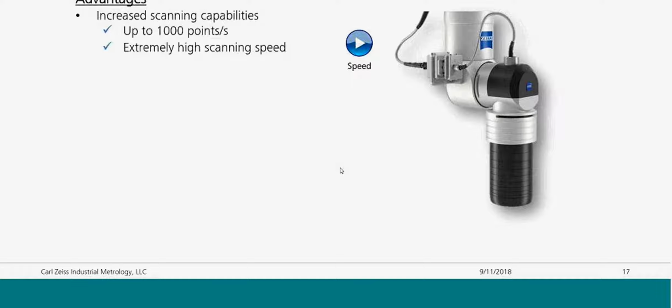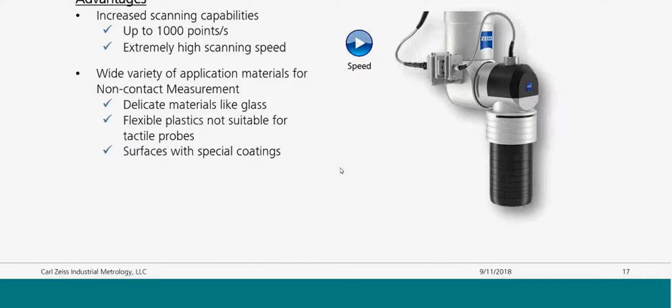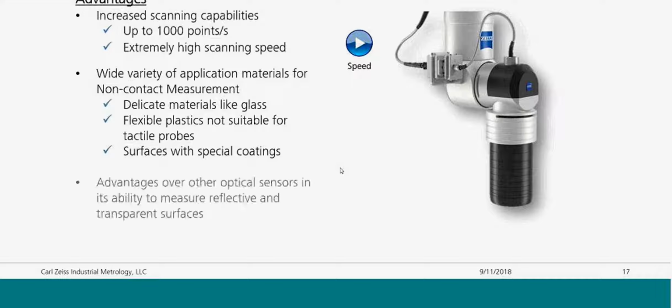But basically a wide variety of application materials can also be measured, not only the traditional metal materials, but also a lot of things like rubber, plastic, glass, mirrored surfaces, all sorts of things can be measured with a white light sensor like this. So we'll be going through those, and yeah, things like delicate glass, flexible plastics are no problem for a white light sensor like this. However, with a tactile probe, you'll see they can be a little bit of a problem in some cases. And obviously surfaces with special coatings can also be seen with a white light sensor like the dot scan.